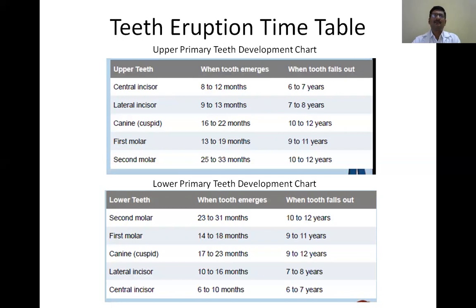Whenever there is a delay in this process, you can say that the milestone is not achieved or there is a delayed milestone, which can be studied by observing the eruption of various teeth in lower and upper teeth as well as their fallouts. This can be monitored, by which we can see whether the developmental milestone is normal or delayed or increased. All these things can be monitored by using this particular chart.